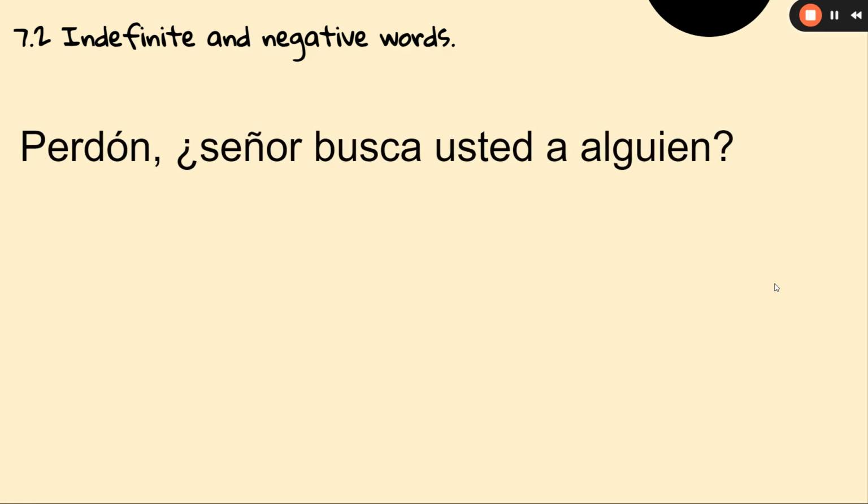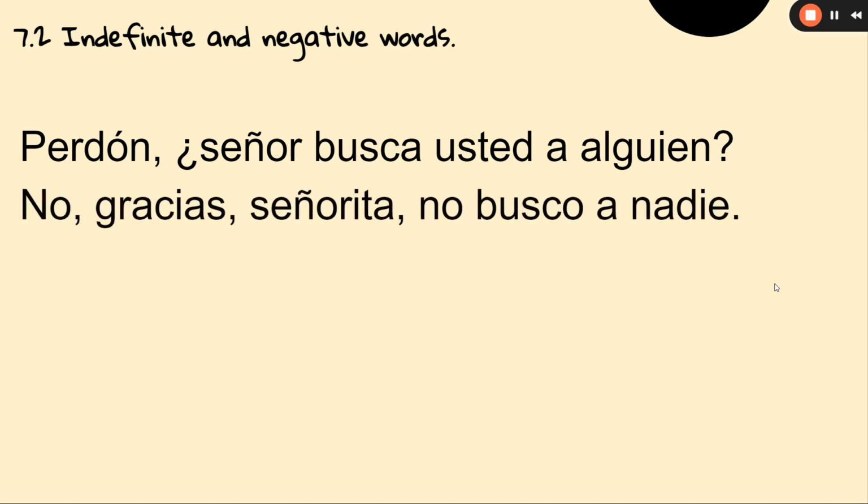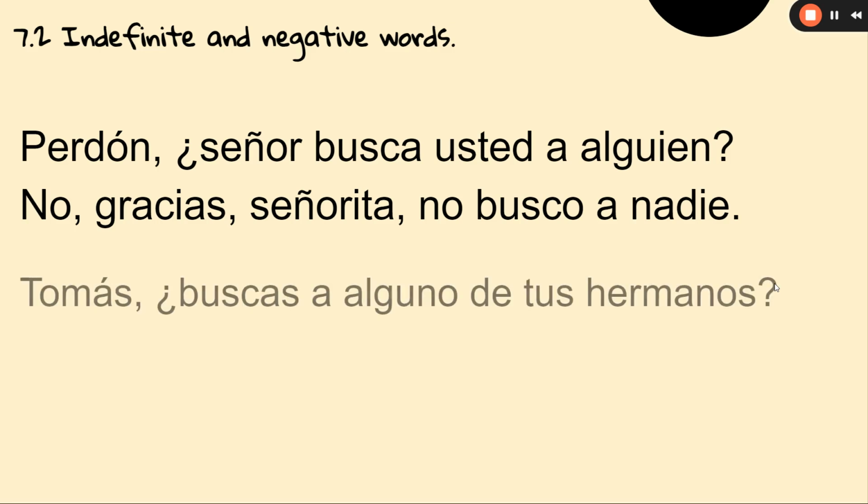Perdón, señor, ¿busca usted a alguien? Are you looking for somebody? Okay, alguien is a direct object. So that's why it gets the a in the sentence. No gracias, señorita. No busco a nadie. Okay, so nadie in this instance is a direct object, so it gets the personal a in front of it.